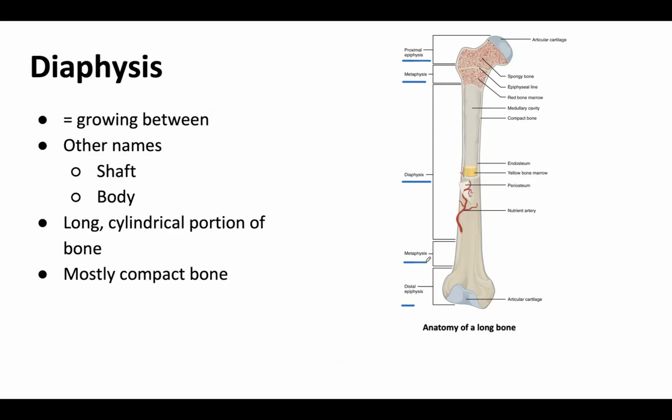The term diaphysis means growing between, meaning that the diaphysis grows between the epiphyses. And you sometimes hear this region referred to as the shaft of a long bone or the body of a long bone. They all mean the same thing. And this is going to be the longest portion of the bone. It's mostly cylindrical in shape, and it is composed of mostly compact bone, but importantly, it has a medullary cavity or an open space within.